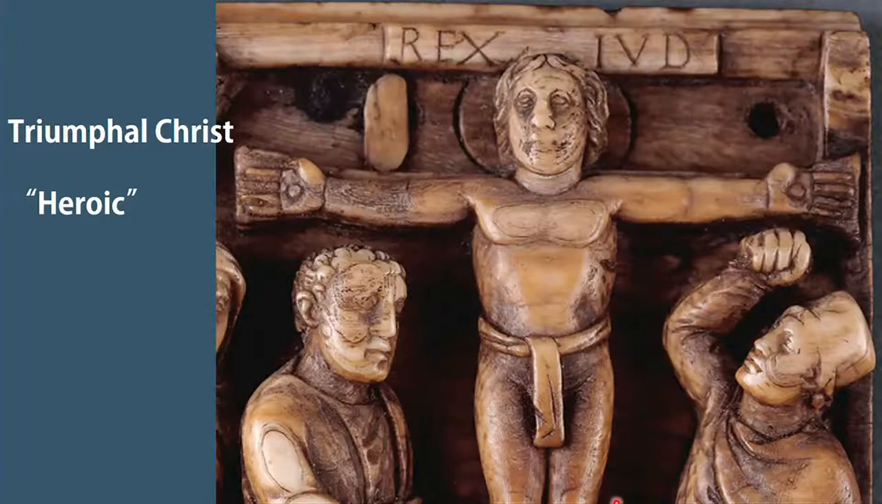This figure of Jesus here we call the triumphal Christ. And that's the way in which the earliest crucifixion is shown. This is one of two surviving examples of the crucifixion that date to the early part of the 5th century, so around 420, and they're coming out of Rome. These are the only surviving examples from this time period that we have. And even on the other example, it shows what we call the triumphal Christ.